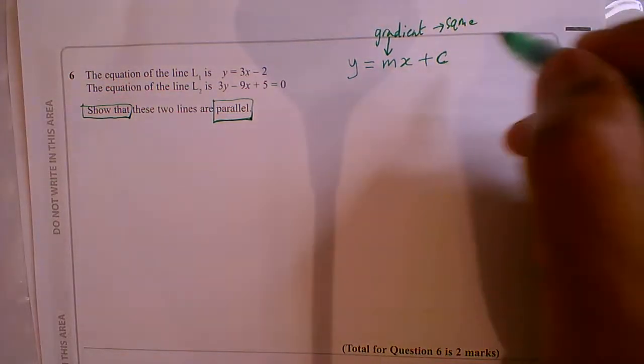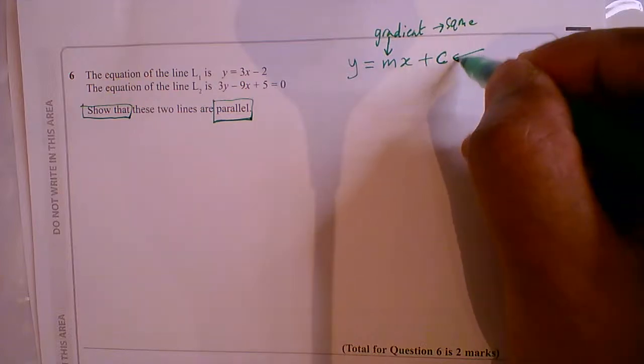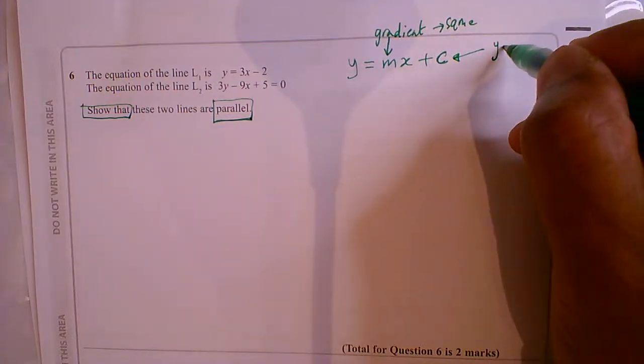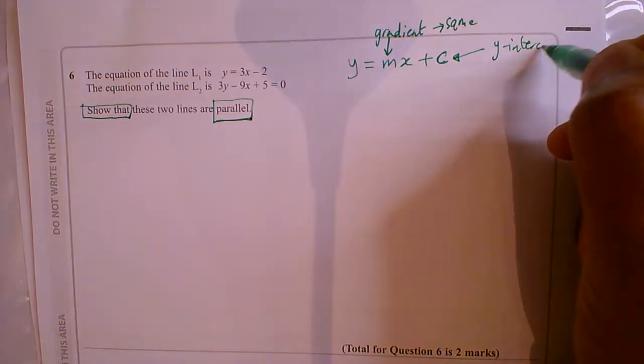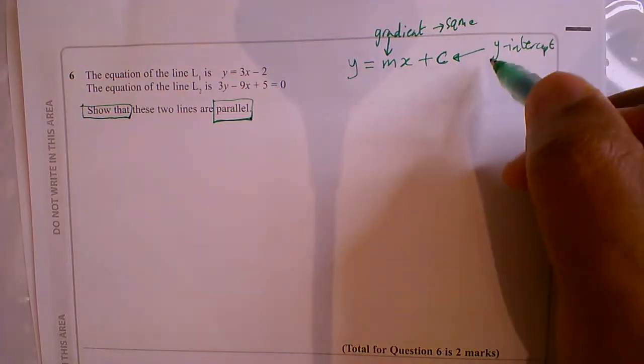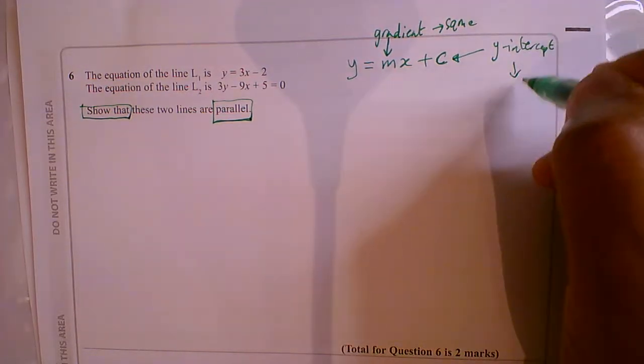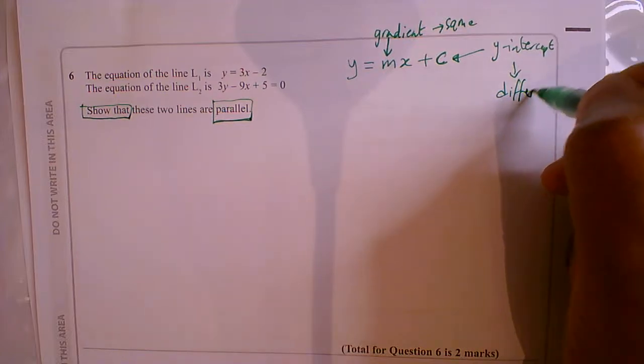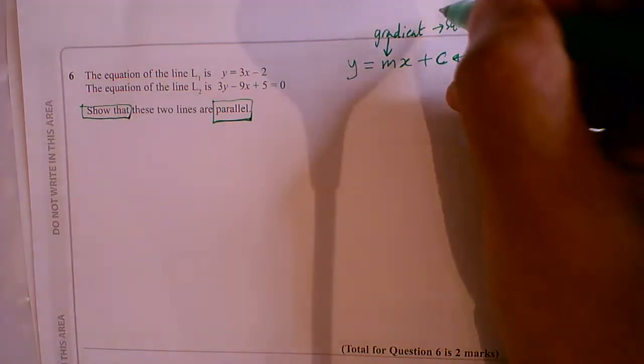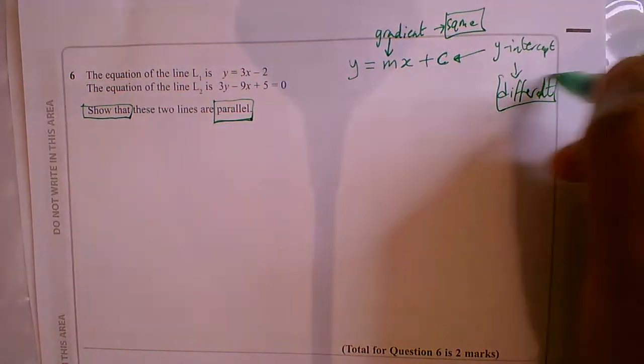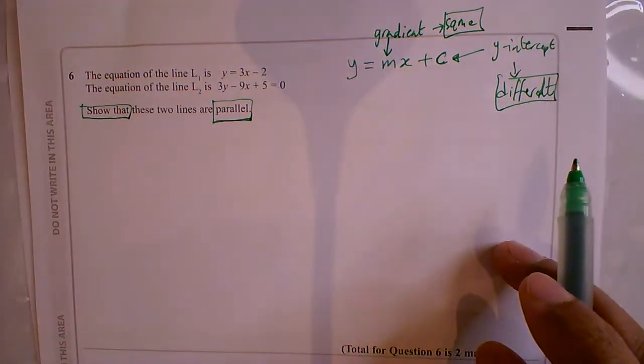Okay, the gradient is the same. And the c is our y-intercept. If something is parallel, then the y-intercepts are different. So I need to show that these are different. So same and different.